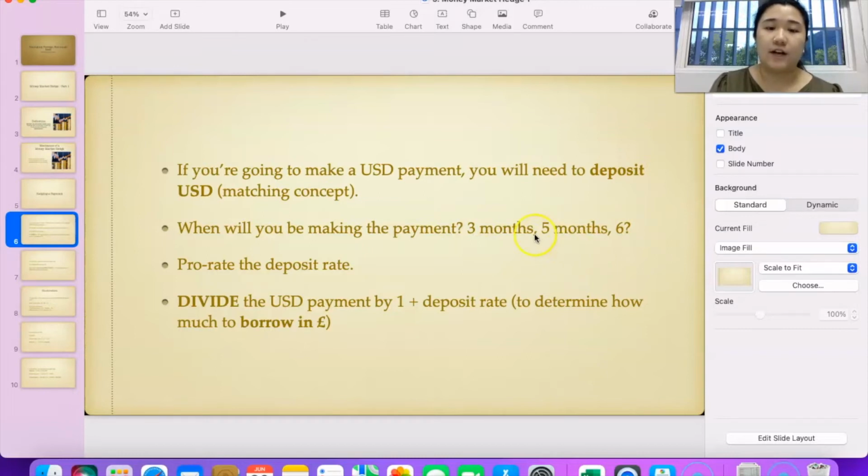Okay, after finding out the duration on when you're going to make the payment, you have to prorate the deposit rate, because often they will give you the annual deposit rate. Okay, then you divide the USD payment by 1 plus deposit rate. So this is to determine how much to borrow in pounds. So you can see here, deposit USD, borrow in pounds.